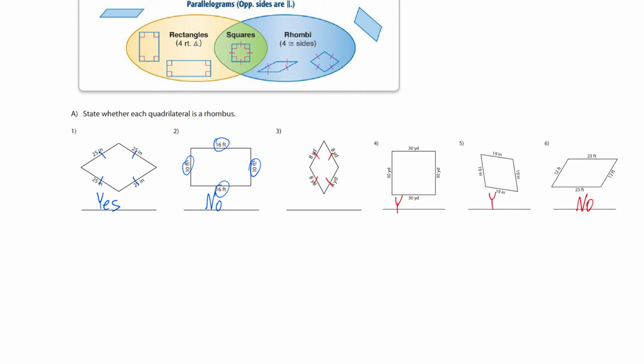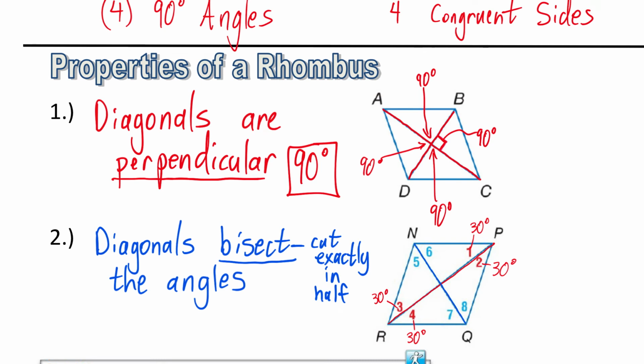Going back over here to these properties. Yeah, you're right. In a rhombus, that angle in the middle is always going to be 90, okay? Over here, the second one, the diagonals bisect the angles. So like the angles are cut exactly in half.